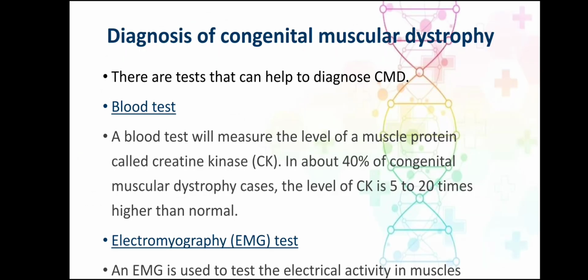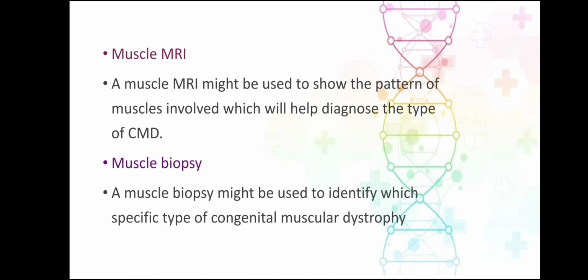Diagnosis of congenital muscular dystrophy. There are tests that can help to diagnose CMD. Blood test. A blood test will measure the level of the muscle protein called creatine kinase. In about 40% of the congenital muscular dystrophy cases, the level of CK is 5 to 20 times higher than normal. EMG, that is electromyography test, is used to test the electrical activity of muscles.